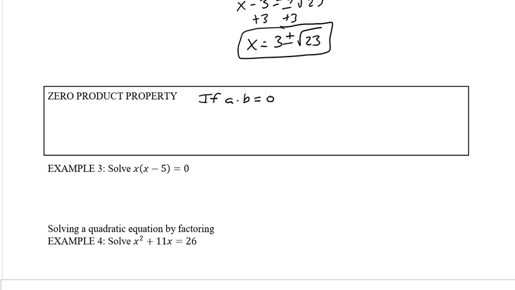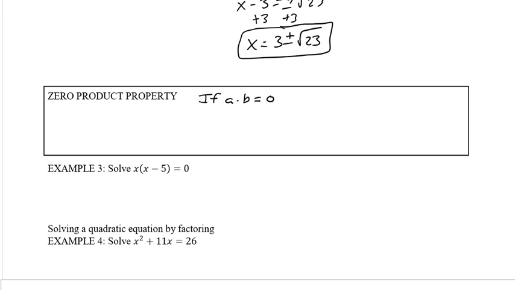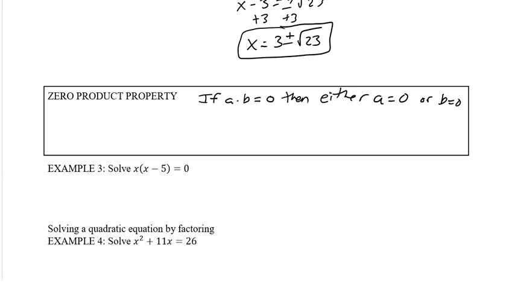B equals 0, the only way that can happen is when either A equals 0 or B equals 0. It's the only time that we can have that happen. One of those two things equals 0. That helps us to solve quadratics that we can factor. Factoring wouldn't do us much good if we did not have this.